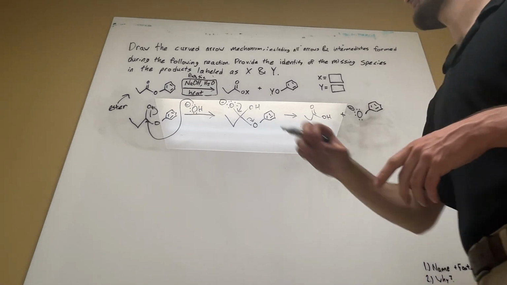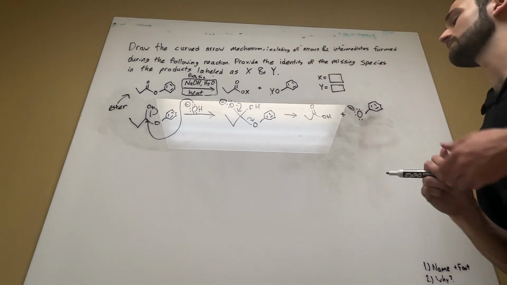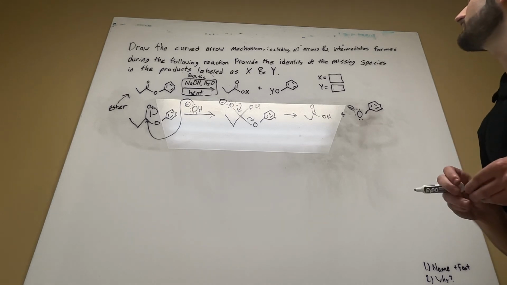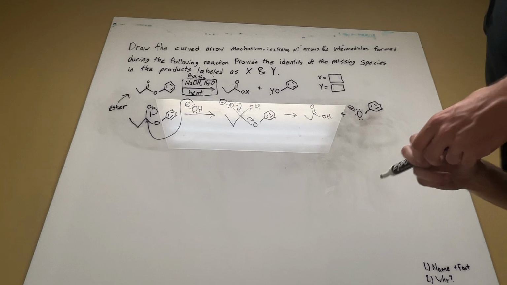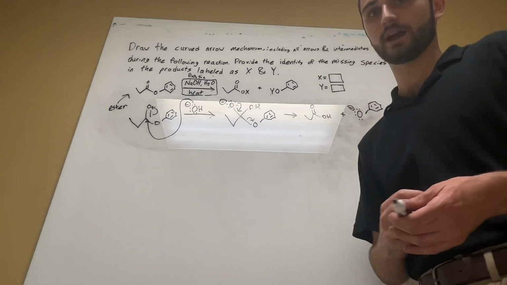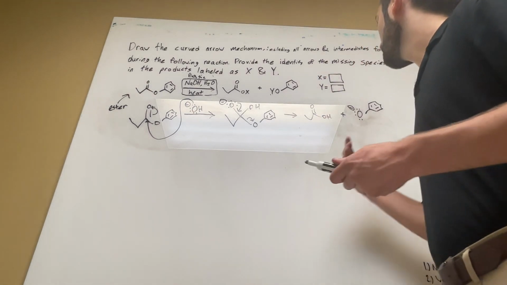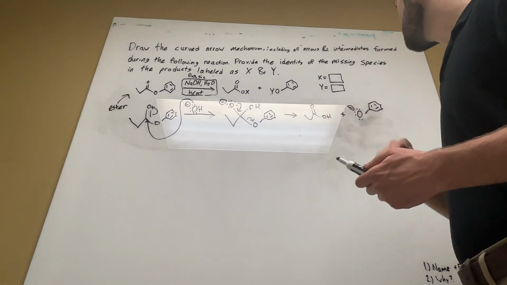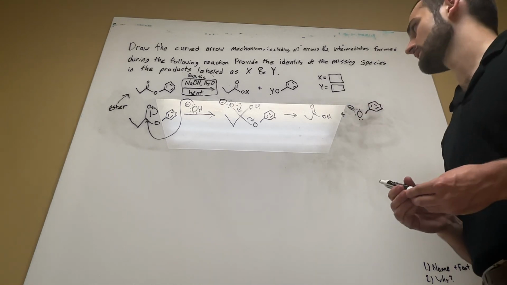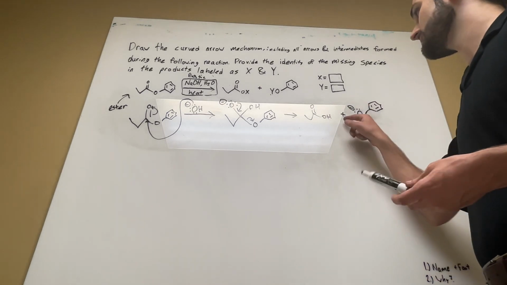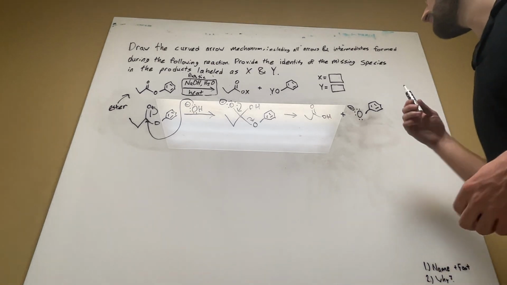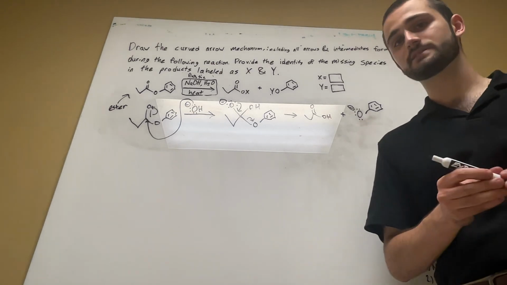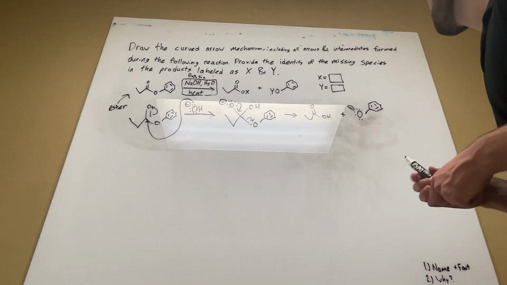All right, so now we're at the second part of the problem. Provide the identity of the missing species in the products labeled as X and Y. Now, whenever you get to the end of a reaction, you gotta start thinking, what are these two products going to do if they're in a solution together? Are they going to exist within these states, and are these the most stable states that they can exist in? One of the first things you should be thinking about is acid-base chemistry, since that's a very quick reaction.